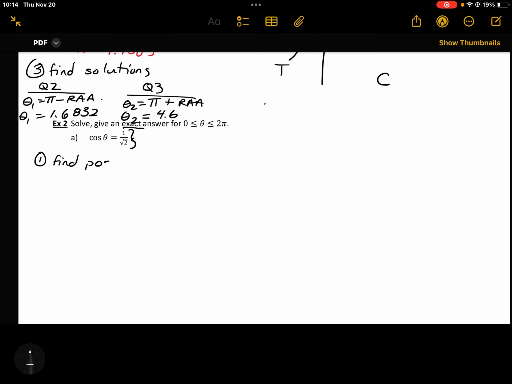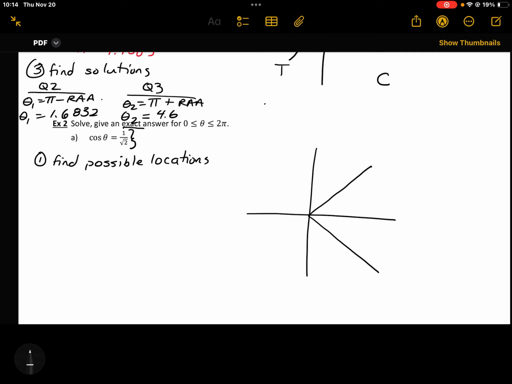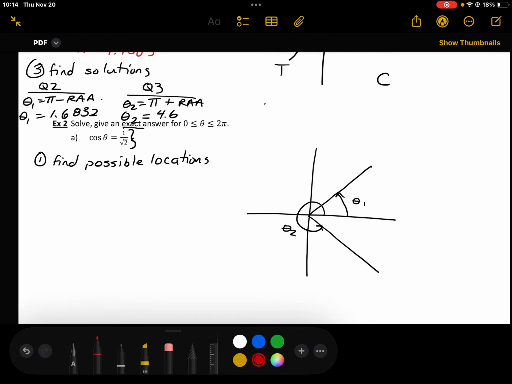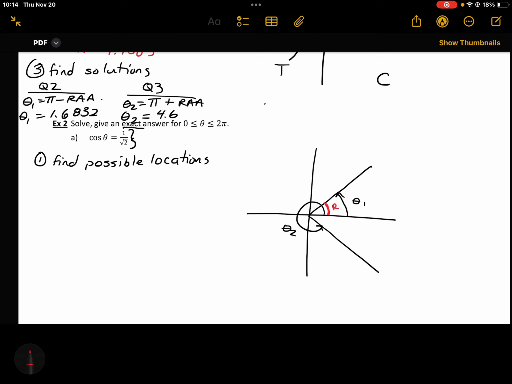The first thing that I'm going to do is find my possible locations. And so that means that I need to draw my quadrants. Cosine is positive, so that means I have a solution in the first quadrant, and I have a solution in the fourth quadrant. I know that both of those solutions, the first one and the second one, are both related by the same related acute angle.